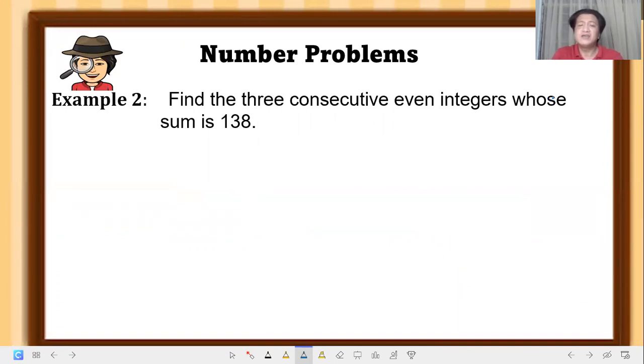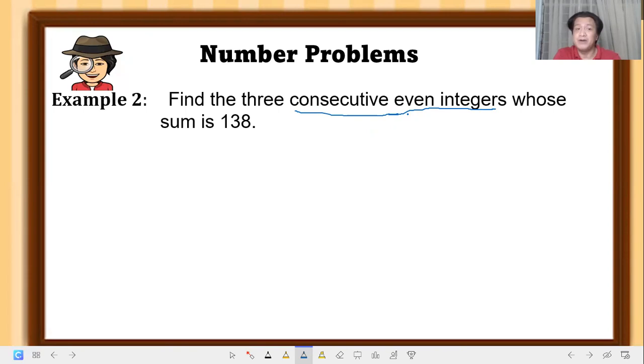Find the 3 consecutive even integers whose sum is 138. Okay, analyze natin. So what do you mean by consecutive? Pag sinabi natin consecutive, magkakasunod po siya. And even integer siya. When we say even number or even, that is divisible by 2.